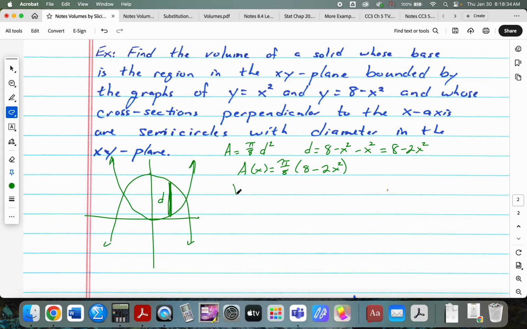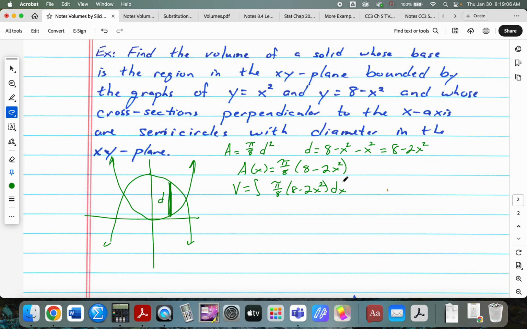Once we have an area formula, we can go on to the volume. The volume, and we're going to deal with those limits of integration in just a second, is going to be the integral of pi over 8, 8 minus 2x squared dx. And I think you can see why I don't always write out all of those steps. But that is what I think about every single time. And it's not a bad idea to write them out.